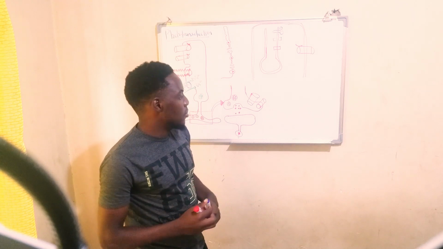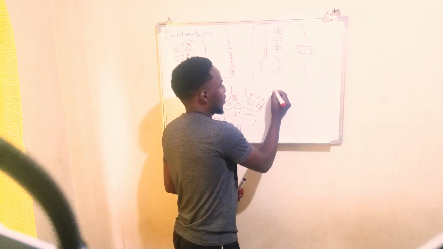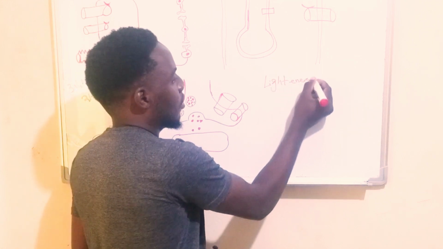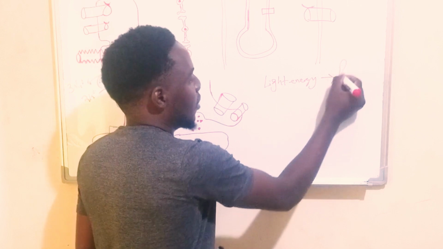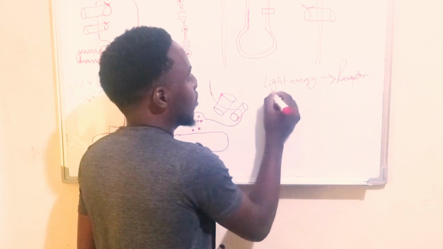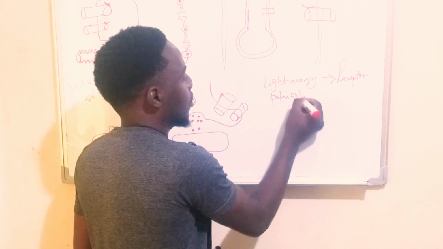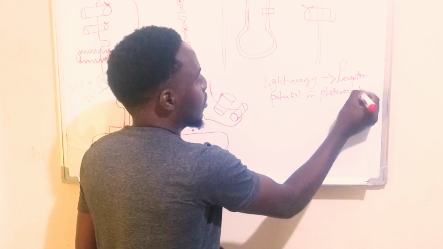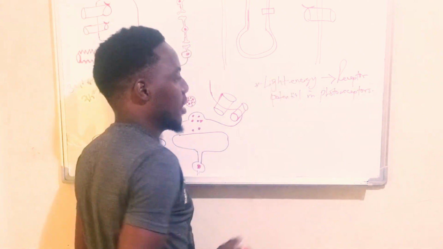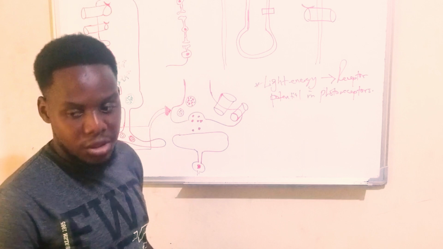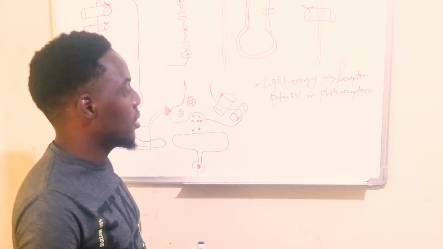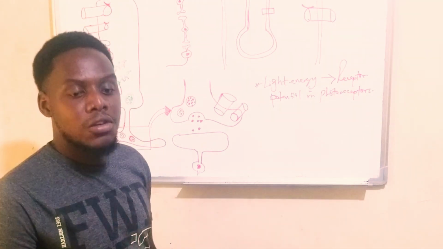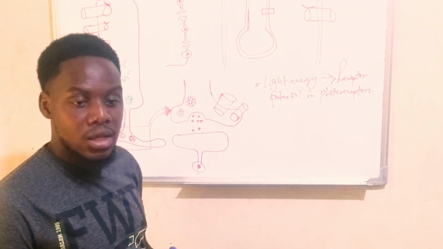In simpler terms, phototransduction is light energy to receptor potential in photoreceptors. So what do I mean by that? Light energy to receptor potential in photoreceptors. All that I'm trying to say is that this is the process by which light energy is converted into a receptor potential in photoreceptors, which are the rods as well as the cones.